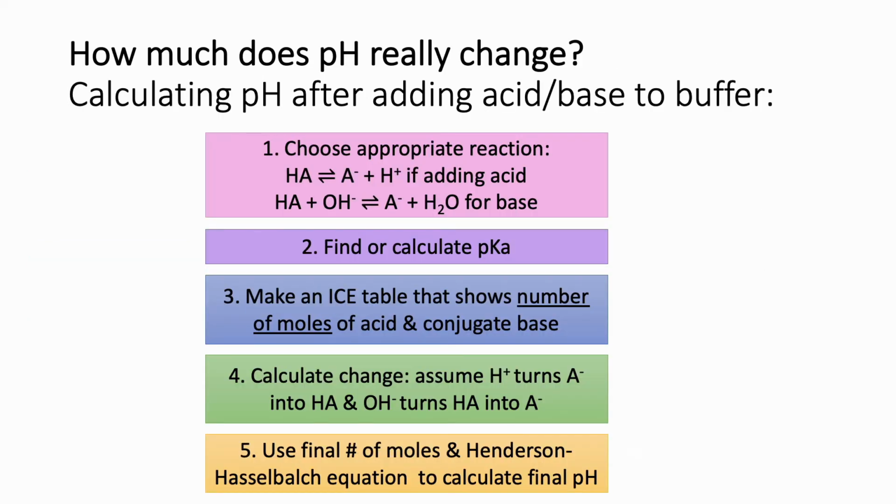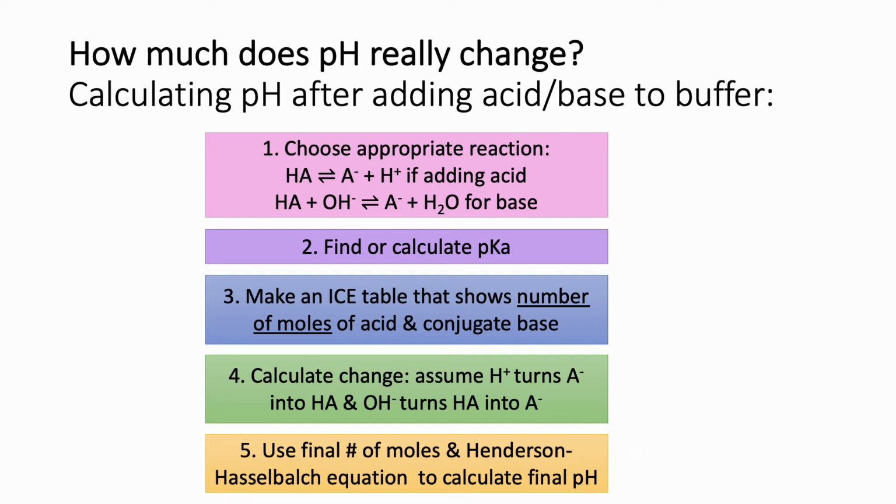So now we're going to quantify how much the pH changes if we add an acid or a base to a buffer. The first thing to do is to identify what sort of equilibrium we're looking at. Are we adding acid, in which case the acid is reacting with A minus to turn into HA, or are we adding base, in which case the OH minus is going to react with HA to turn it into A minus? Once we've done that, we're going to find or calculate the pKa for our HA, whatever the acid form in the buffer is.